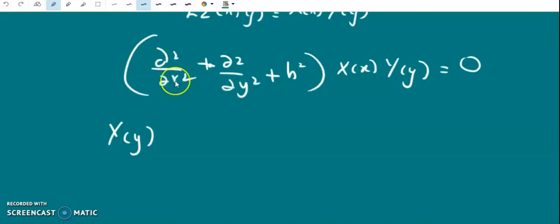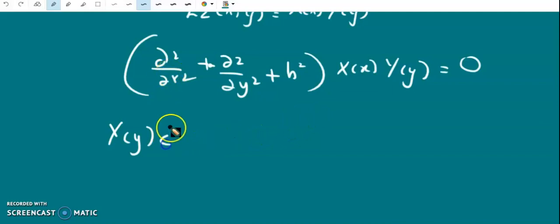So we are differentiating with respect to x. So Y of y is a constant. Y of y into ∂²/∂x² of X of x. So here X of x is a function of x alone, so we don't have to put the partial differential equation. The ordinary derivative is sufficient because capital X is a function of small x alone.